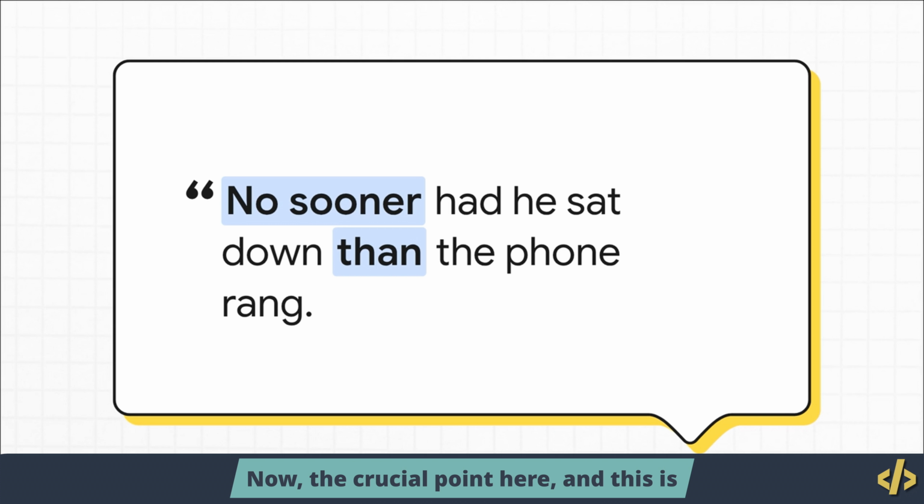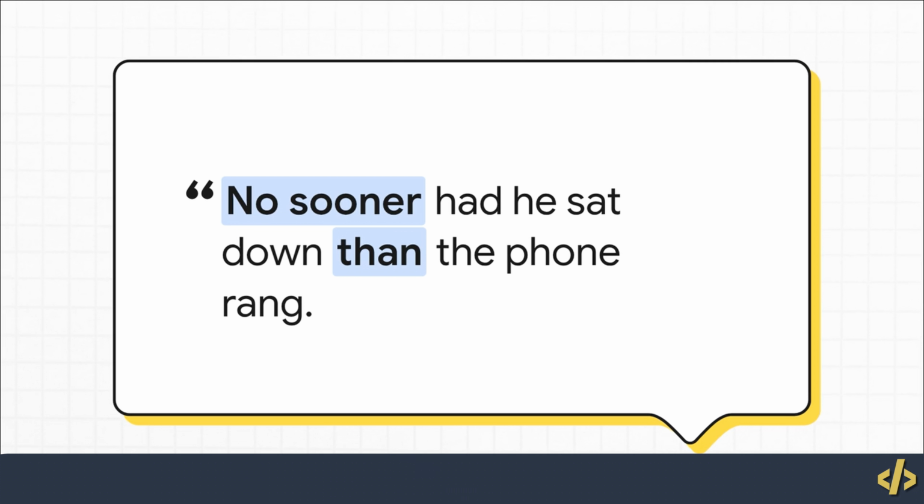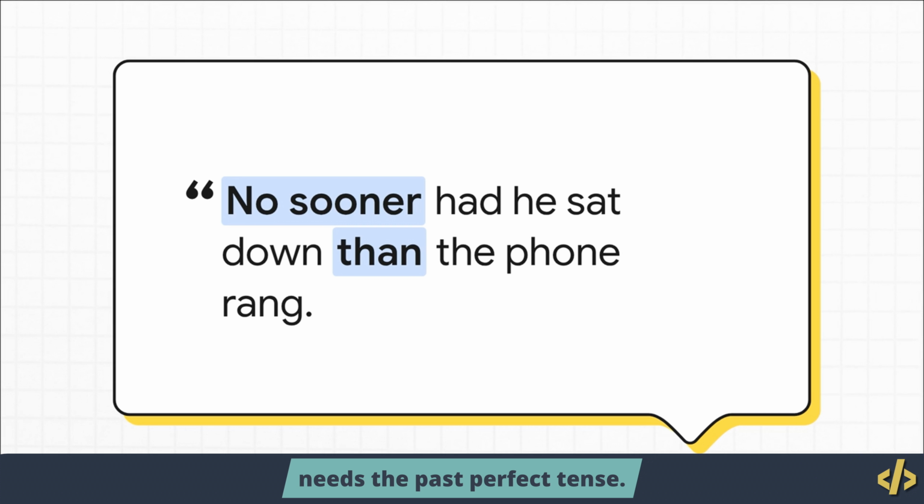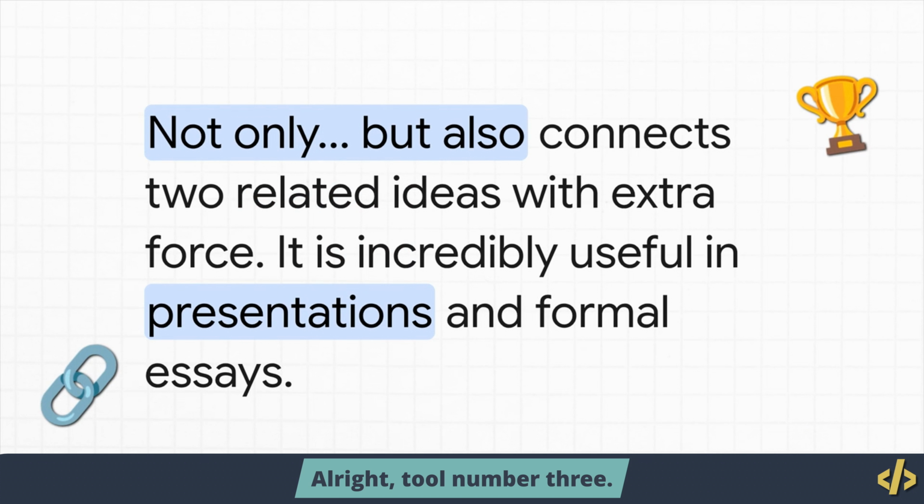Now, the crucial point here, and this is a real C1 level detail, is that this structure needs the past perfect tense. So it's had he sat down. That's the key. All right, tool number 3.